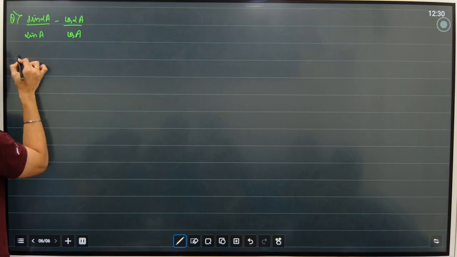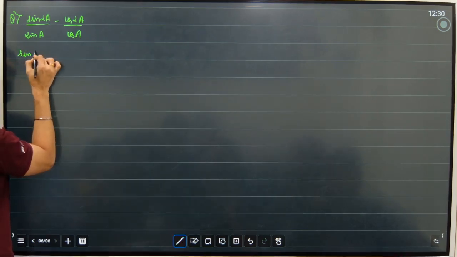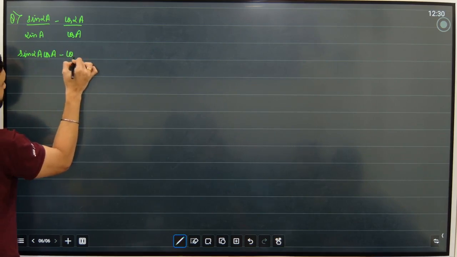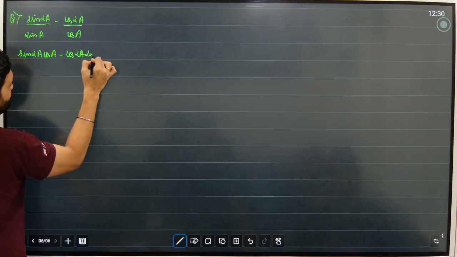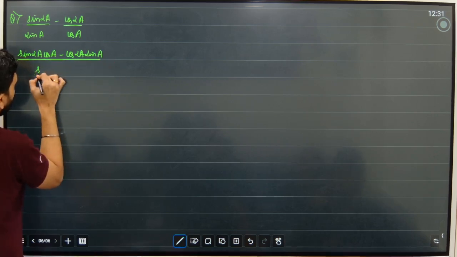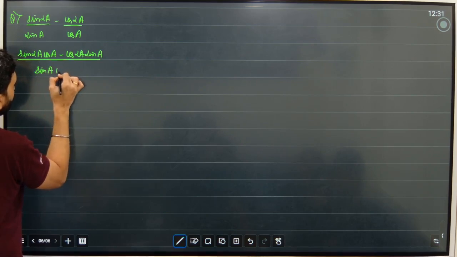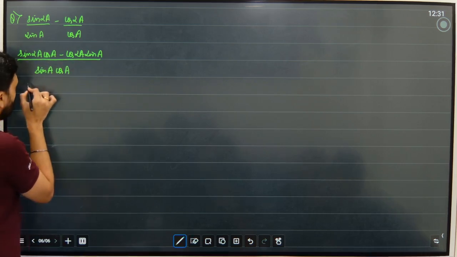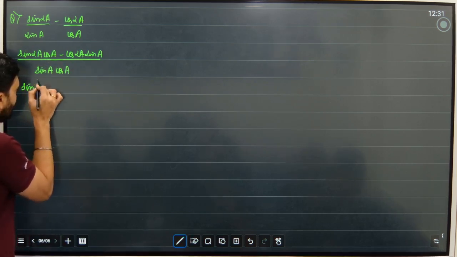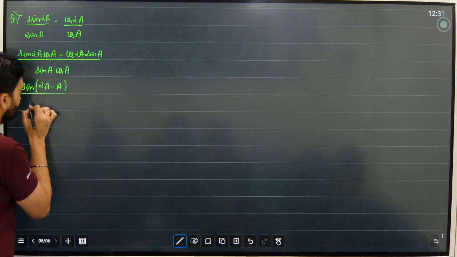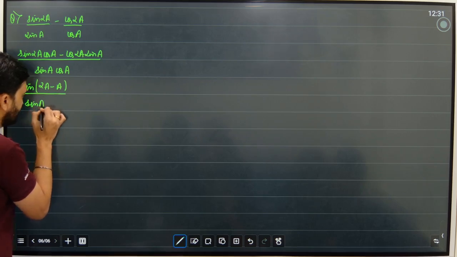देखो एलसीएम क्या आएगा, sin 2a cos a minus cos 2a sin a, the whole upon sin a cos a. Sin 2a cos a minus cos 2a sin a is nothing but sin of 2a minus a, upon sin a cos a.